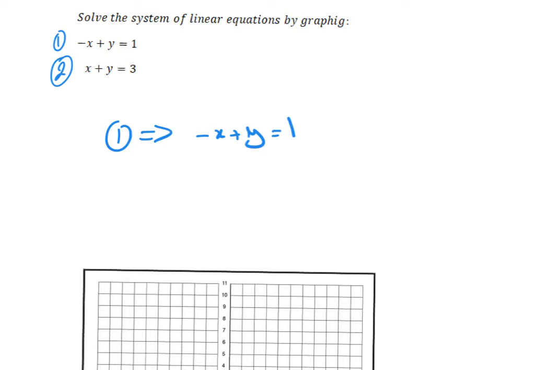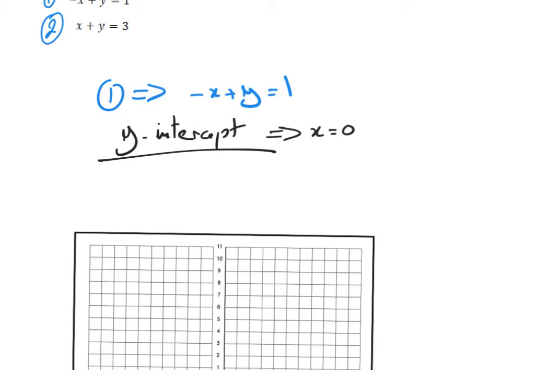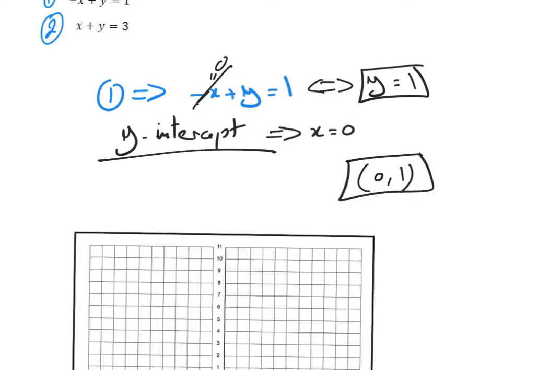So let's start with the y-intercept here. For the y-intercept, we always have x equals 0. So we're going to substitute x by 0 right here, so this term is gone, and we come up with y equals 1. So the first point, when x equals 0, y would be 1. So I got my first point here.